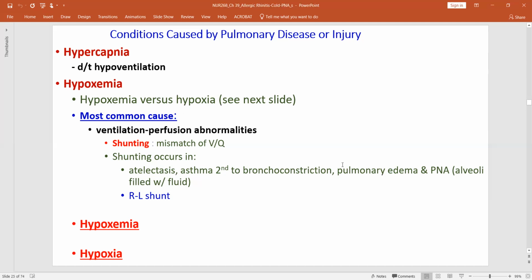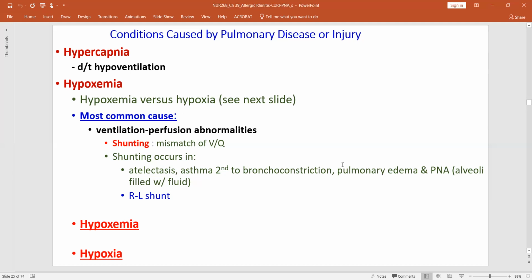And then there are right to left shunts, which occur when blood passes through portions of the pulmonary capillary bed, which is the blood vessels in the lungs, that receive no ventilation. So the blood would pass through these vascular places in the lungs that receive no ventilation, which would result in decreased PaO2 and hypoxemia. So hypoxemia is the reduced oxygenation of the arterial blood, reduced PaO2, usually caused by respiratory alterations.